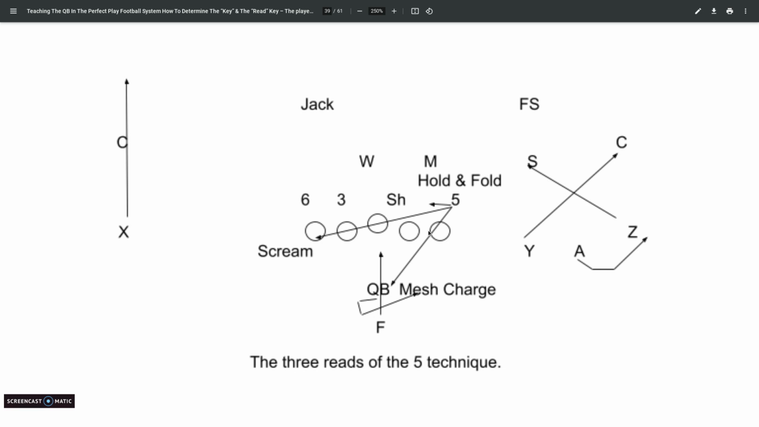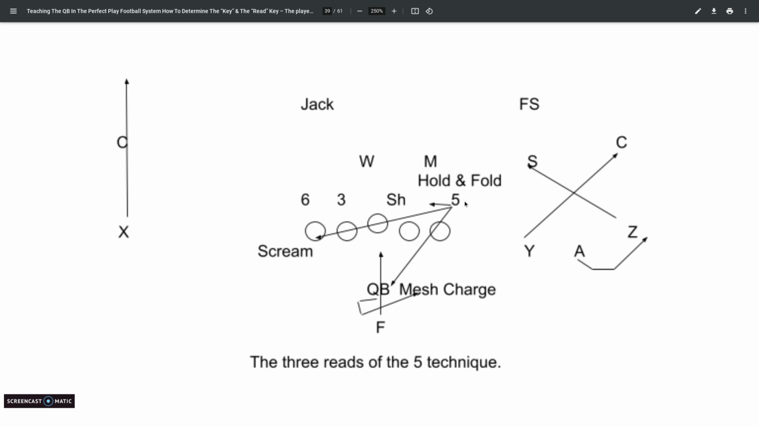We have five offensive linemen. They have six defenders in the box. So we take our five linemen and we block five defenders. So we can handle the six technique, the three technique, the shade, the wheel, and the mic. We can block those five with our five linemen, but we have to read that extra guy, that sixth man.